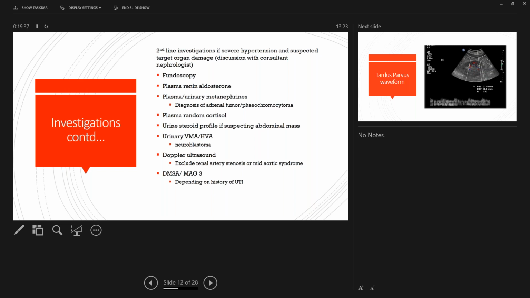And then if you have access, a Doppler ultrasound, and this is very useful for excluding any renal artery stenosis or mid-aortic syndromes. And then after all these, the investigations you may do if a child has presented with underlying renal problems such as UTIs, or on ultrasounds, they may have one kidney smaller than the other. You may want to do a DMSA scan or a MAG3.